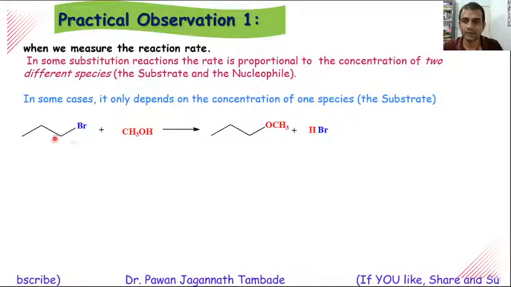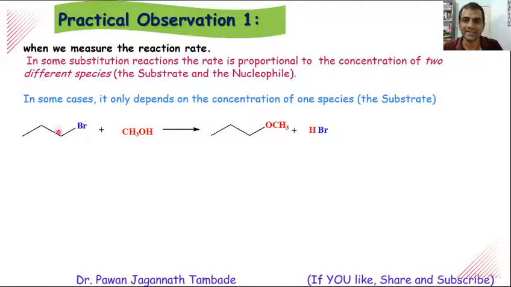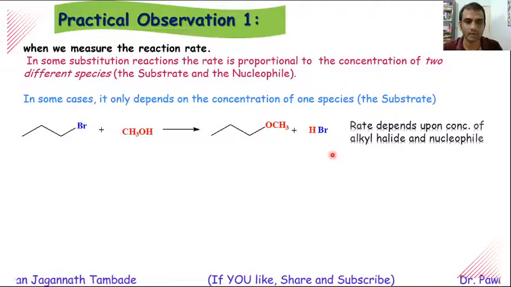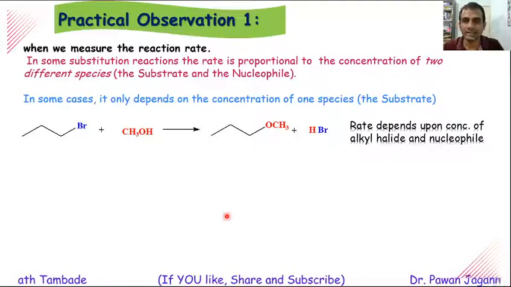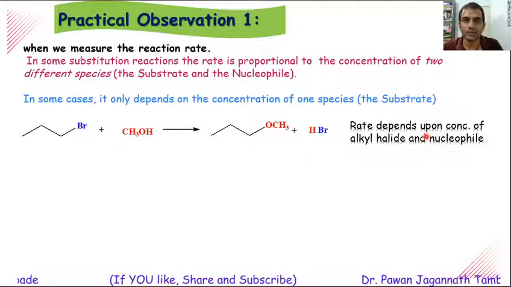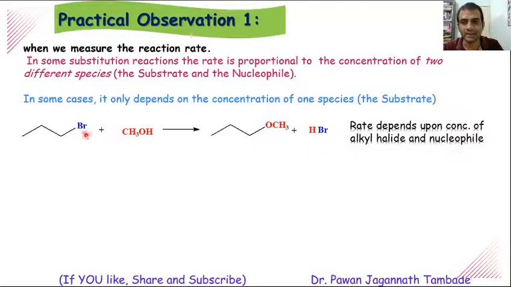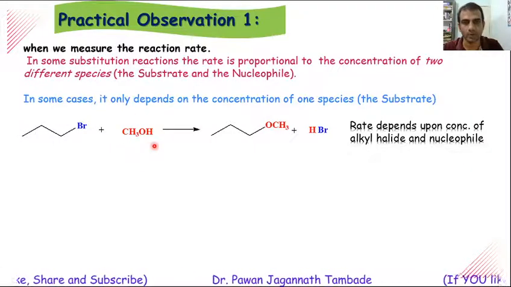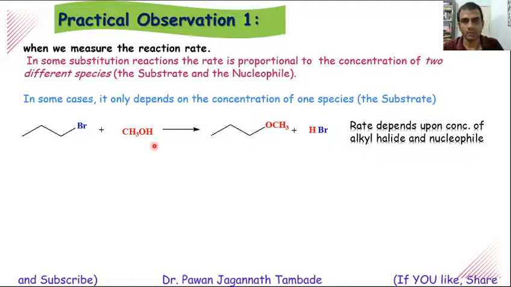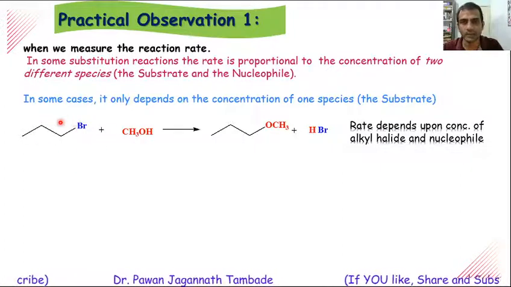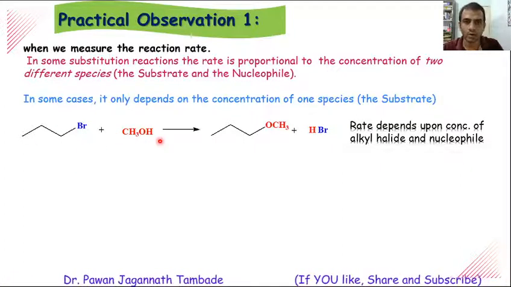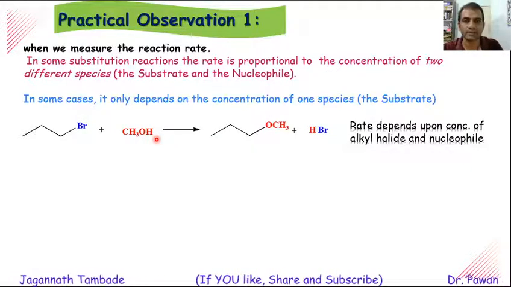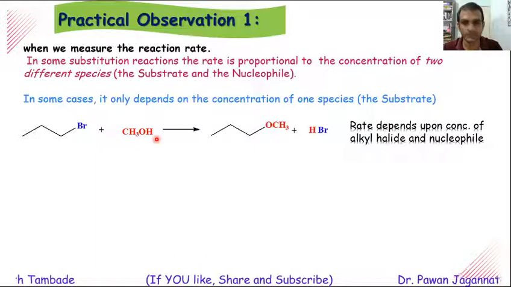For example, if you look at this basic reaction where alkyl halide is reacting with methanol, and we will get this type of product, in this case it has been observed that the rate depends upon the concentration of alkyl halide, that is this species, and also depends upon the concentration of methanol. It means if we change the concentration of alkyl halide and or methanol, then there is an effect on the rate of reaction.